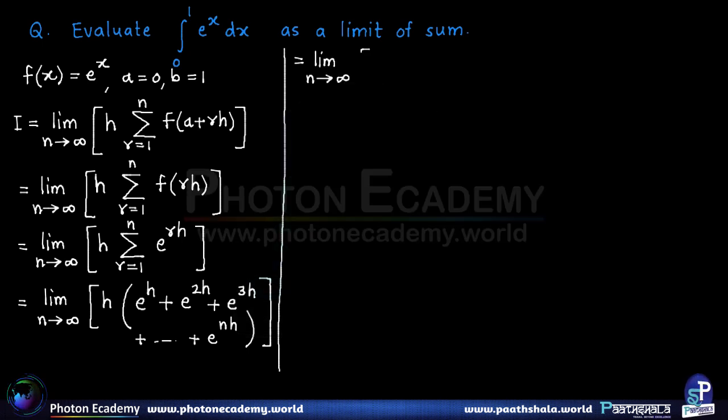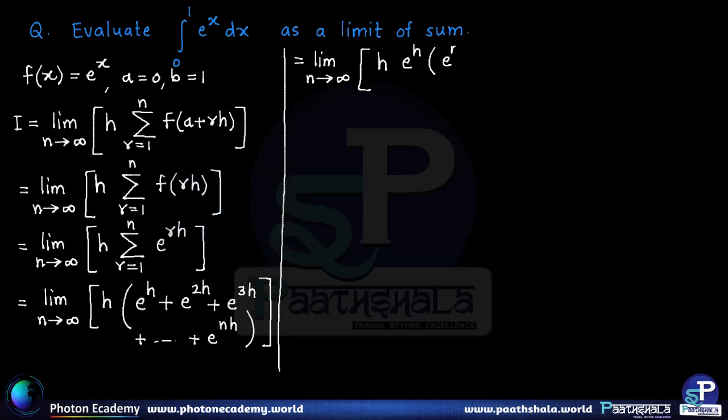So its limit n tends to infinity h. Now the formula is that first term into r raised to n, that is the common ratio raised to n, so that gives us e raised to nh minus 1 upon r minus 1, that is e raised to h minus 1 only, isn't it?